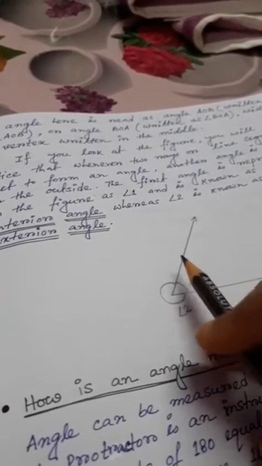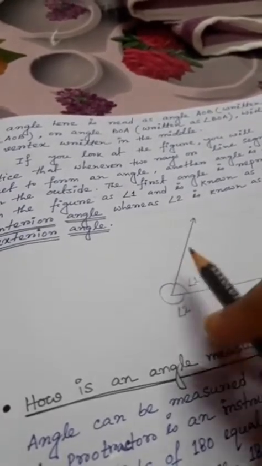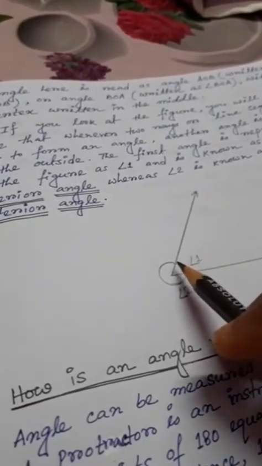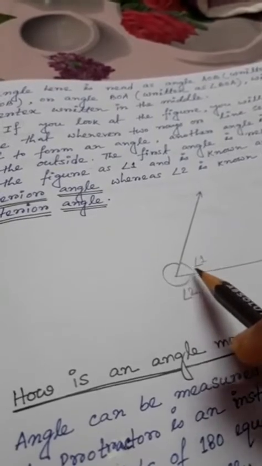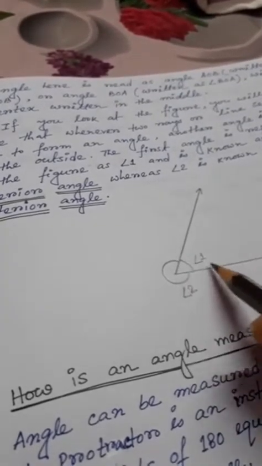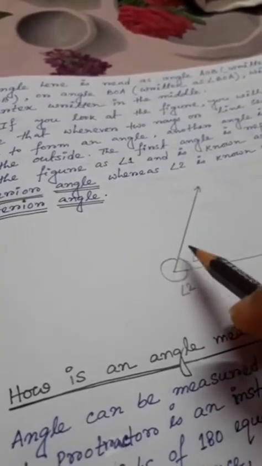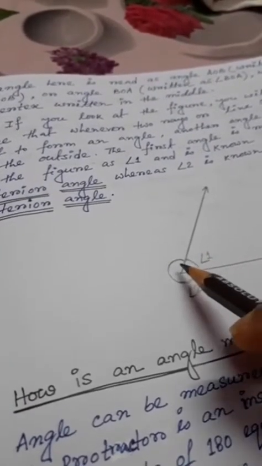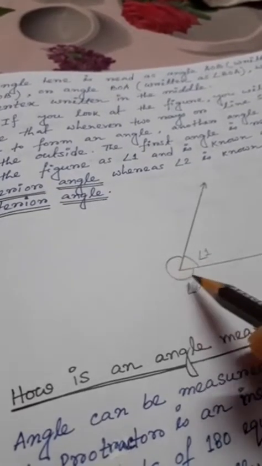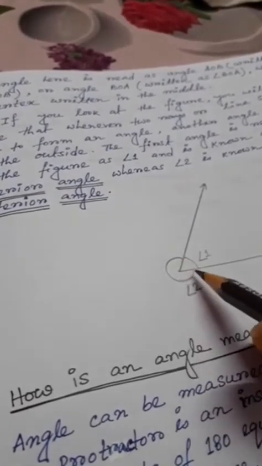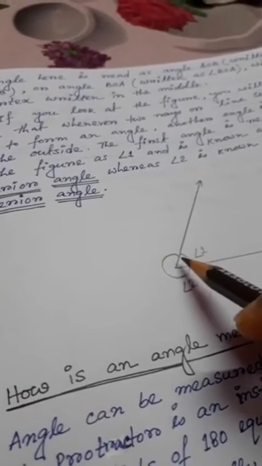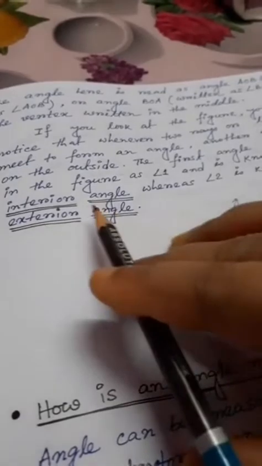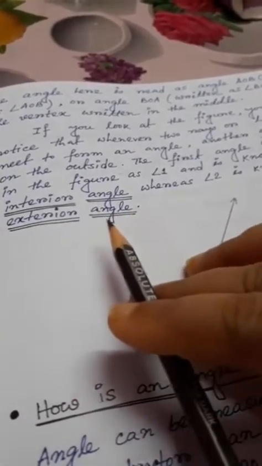So this is two arms, the arms of the angle. This angle is formed inside of these two arms, that's why it is called an interior angle, whereas angle 2 is formed on the outside of these two arms, so that's why it is called an exterior angle. So you see, angle 1 is the interior angle and angle 2 is the exterior angle.